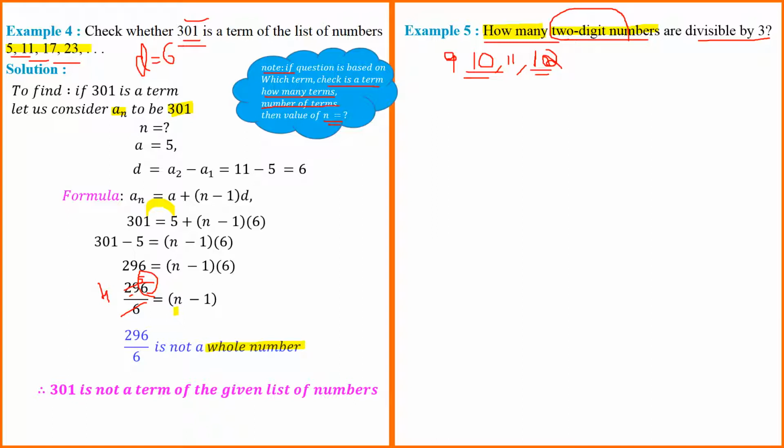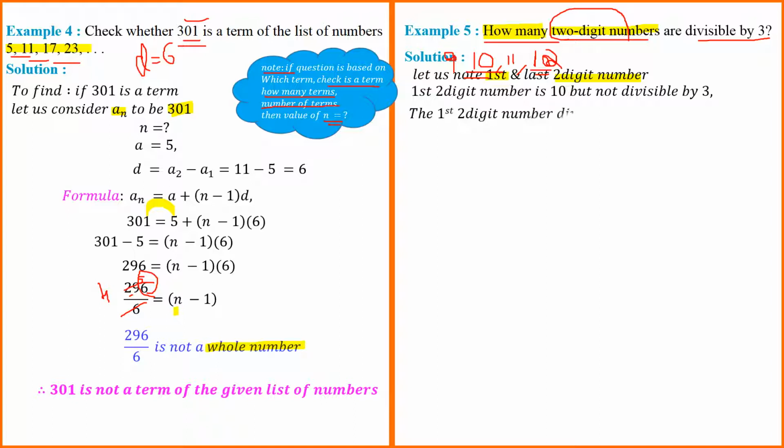Then make a note, that is your value of a. That is the first term. Whatever I explained, we are just going to put it here. Let us note the first and the last 2-digit number. So first we want the first 2-digit number and the last 2-digit number to be found. The first 2-digit number, as we know, is 10, but it is not divisible by 3. Then which is the first 2-digit number divisible by 3? It is nothing but 12. Then the last 2-digit number is 99, obviously, and that is divisible by 3. So the value of a is 12, and the last 2-digit number is 99.